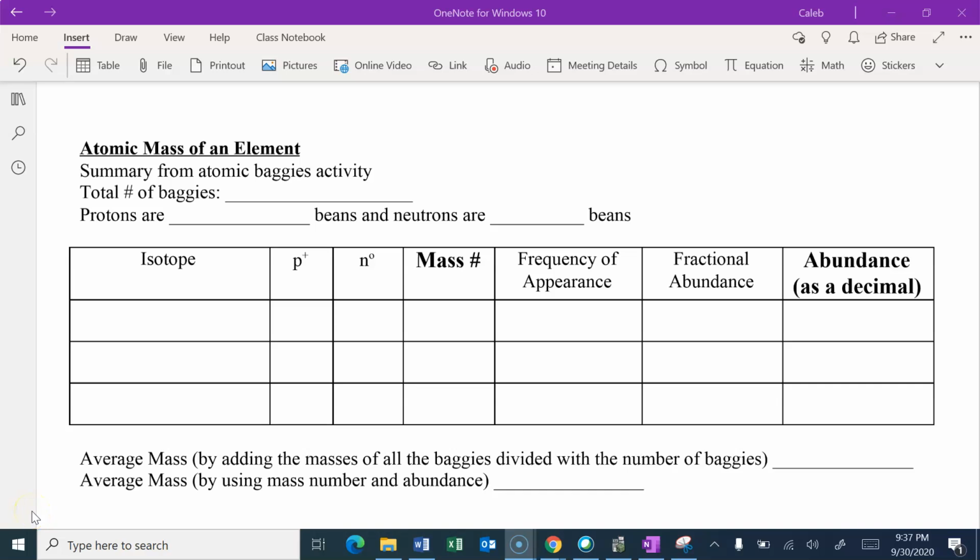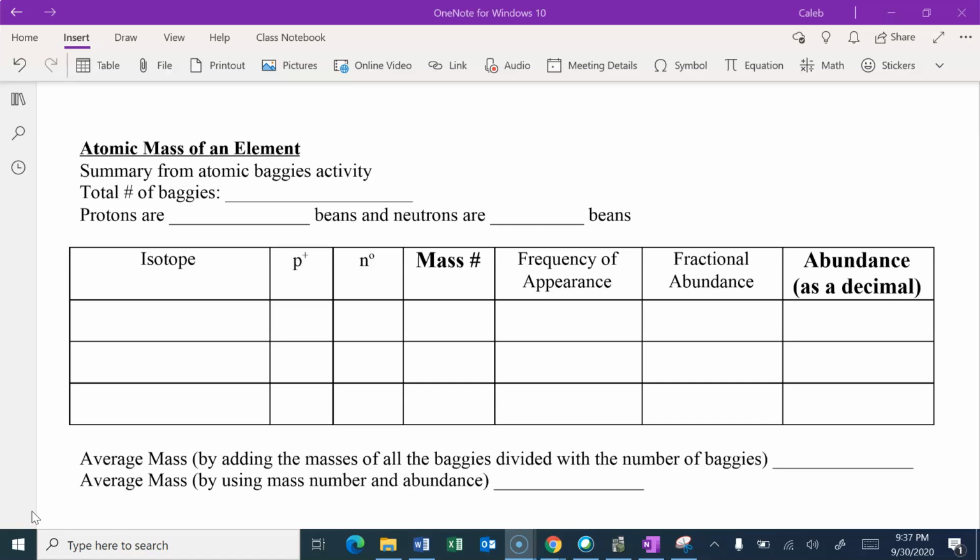Mr. Morris, and we're going to do a video on atomic mass of an element. I want you guys to know how to calculate atomic mass by the end of this video, but I also want you to know what it is. So let's get started out talking about the video that Mr. B did with the beans.